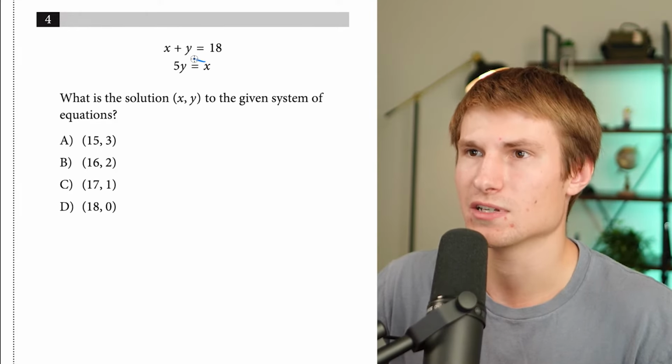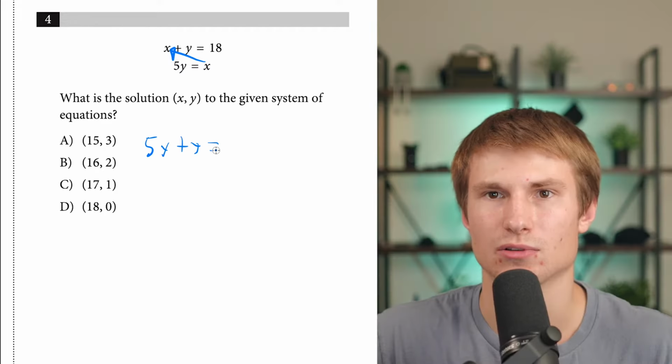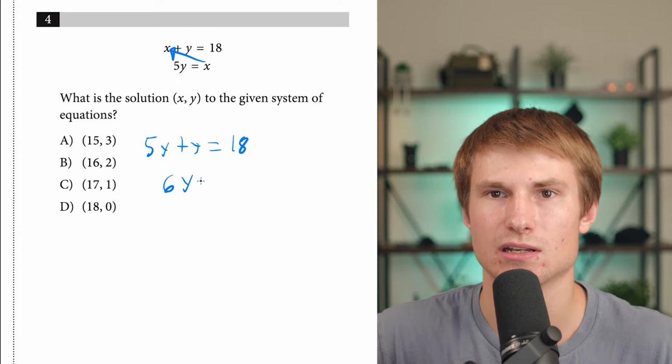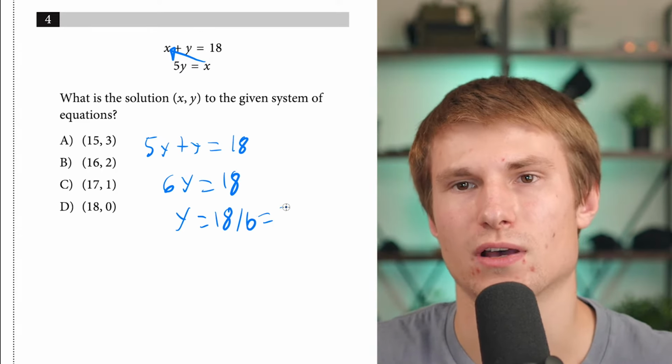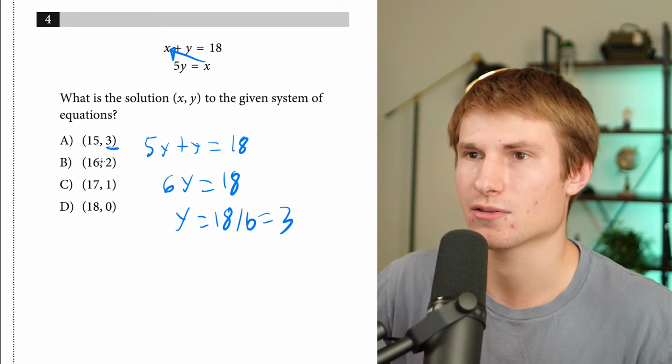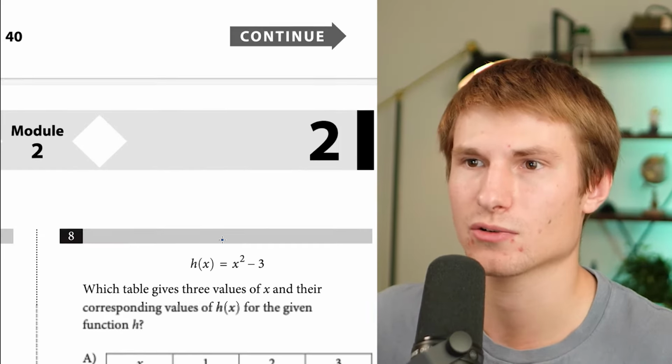Because we have 5y is equal to x, I can substitute in 5y there. So we'll have 5y plus y is equal to 18. That's 6y equals 18. Divide both sides by 6. 18 over 6 will leave you with a value of 3. So y's got to be 3. The only choice with y as 3 is A. So our answer there will be A. We can go ahead and move on to our next question.